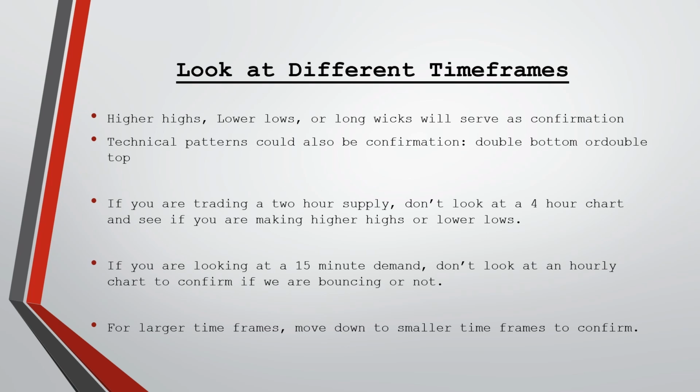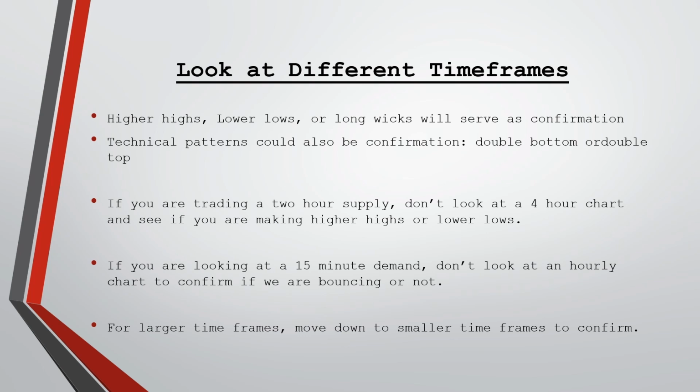right? So what I mean by looking at different time frames is if you're trading a 2-hour supply zone, don't look at a 4-hour chart and see if it's making higher highs or lower lows. Why would it make sense, if you're looking at a 2-hour zone, to look at a 4-hour zone for confirmation, right? Or if you're looking, let's say, at a 15-minute demand, don't look at the hourly chart to confirm if you're bouncing or not. If you're looking at a 15-minute demand, you want to look at either a 15-minute candle chart or maybe something like a 5-minute candle chart to get confirmation, to get those higher highs or lower lows.